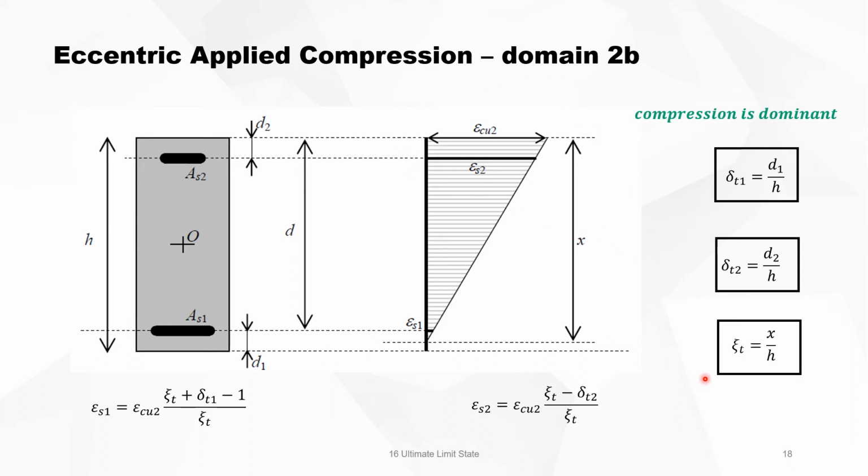And for the depth of the neutral axis, Xi was X over D, but now when the compression is dominant, we call it Xi T, of total. Xi T equals X over H, not D, X over H. Then it's always the same with the similar triangles. We can easily see what the strain in the tension reinforcement is and the strain in the compression reinforcement. It is easily calculated by those two formulas.